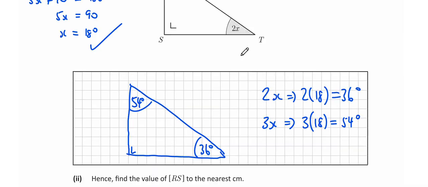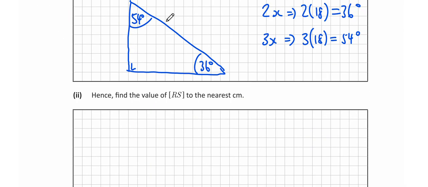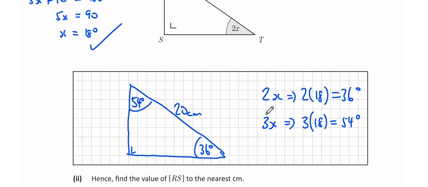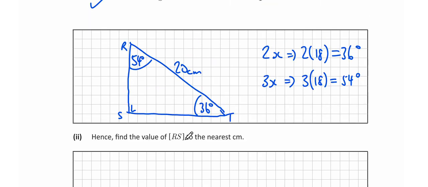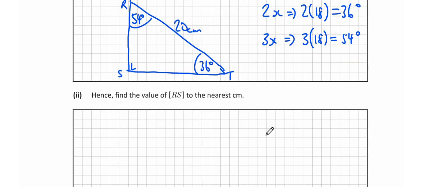So updating that triangle now, we've got 20 centimetres here on the bottom, and we are now asked in part 2, so this is R up here, and there's S, and there's T, and we're asked to find the value of RS to the nearest centimetre. So to do that, right, this is a trigonometric ratio question.